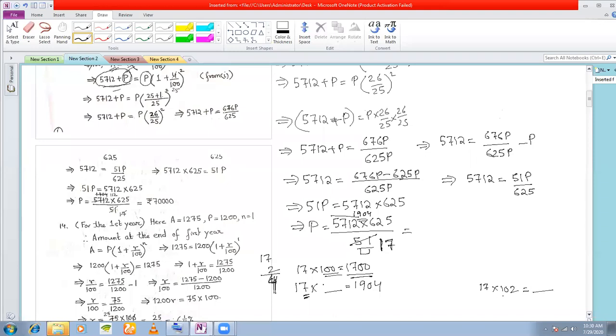You check whether it is equal to 1904. May not be equal. If you don't get it, then you try 17 into 112. Okay, I think 17 into 112 will work here. You will get 1904. So 17 will cancel with 112. Or you can divide, you know your normal division. So 112 into 625 will give you 70,000. Okay. So I stop here for today.